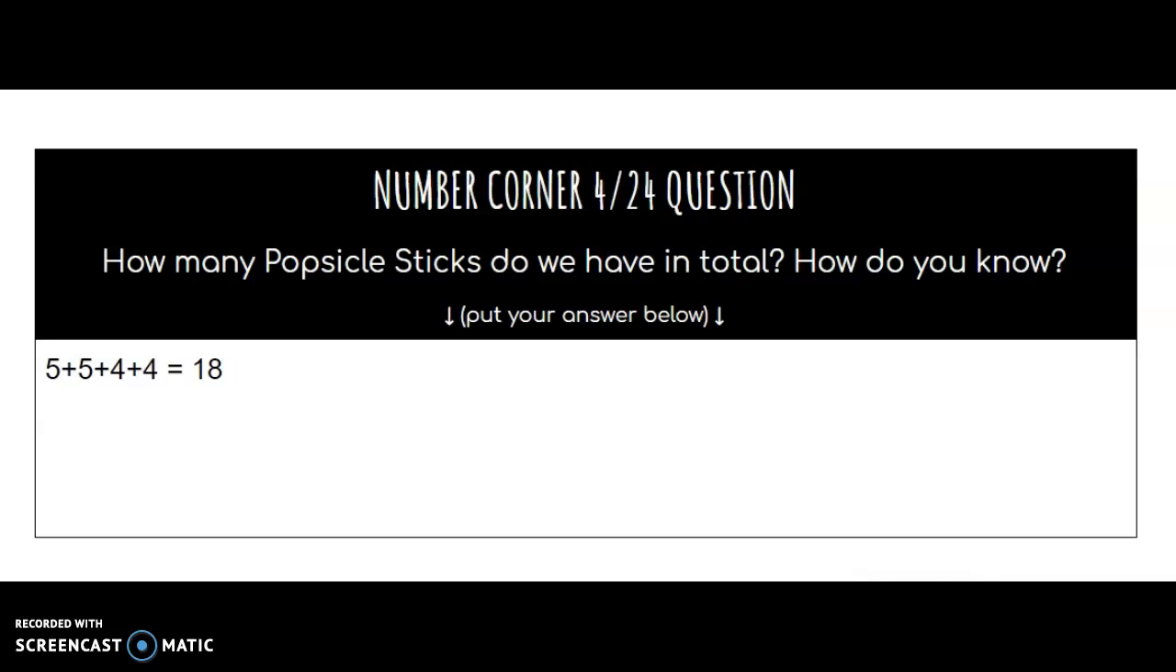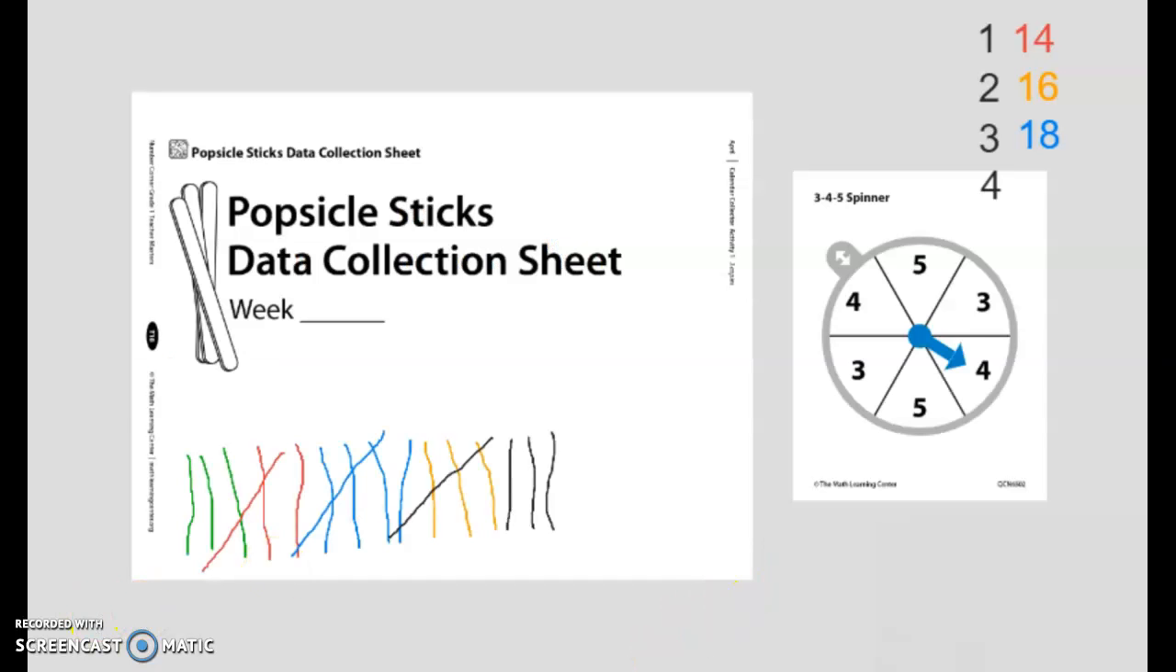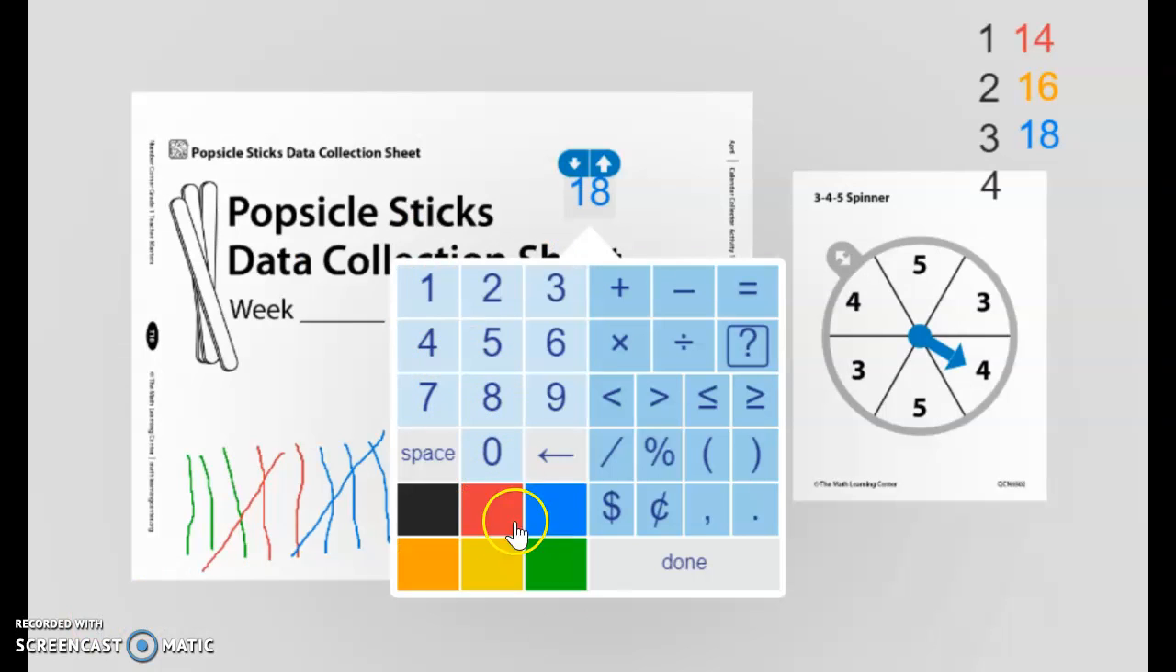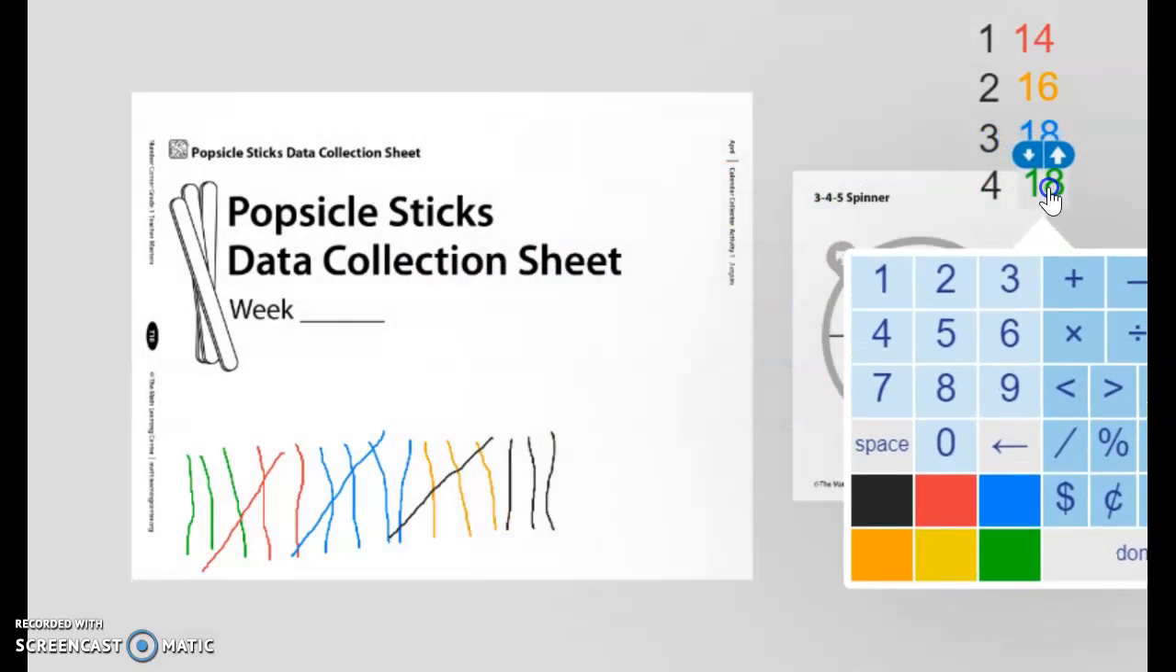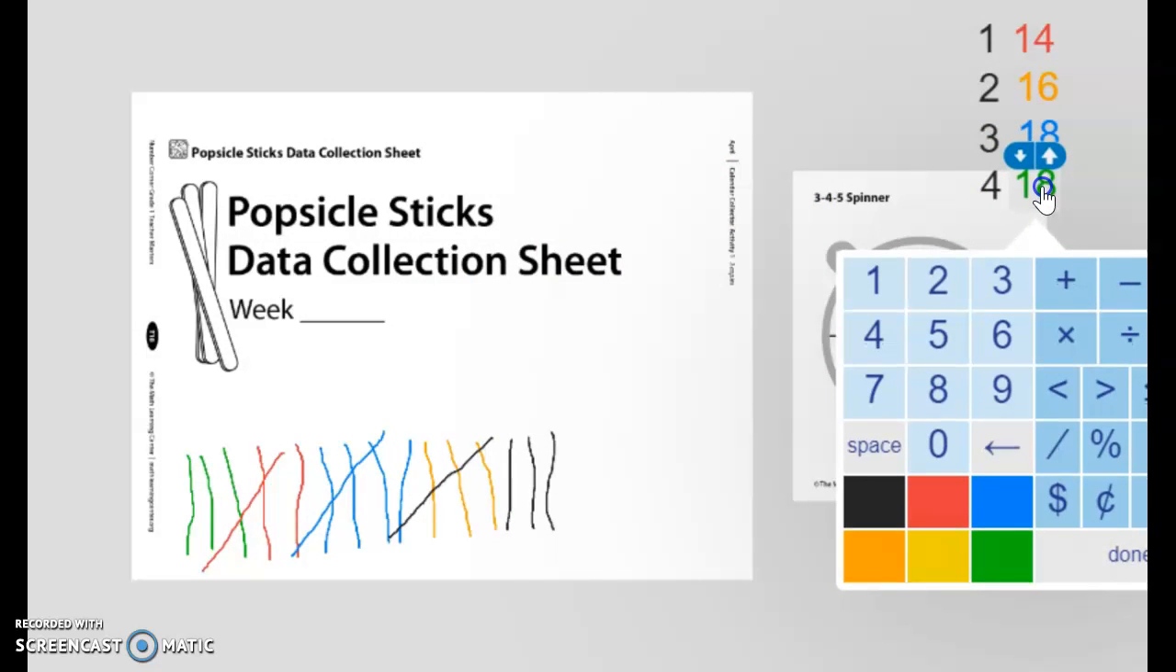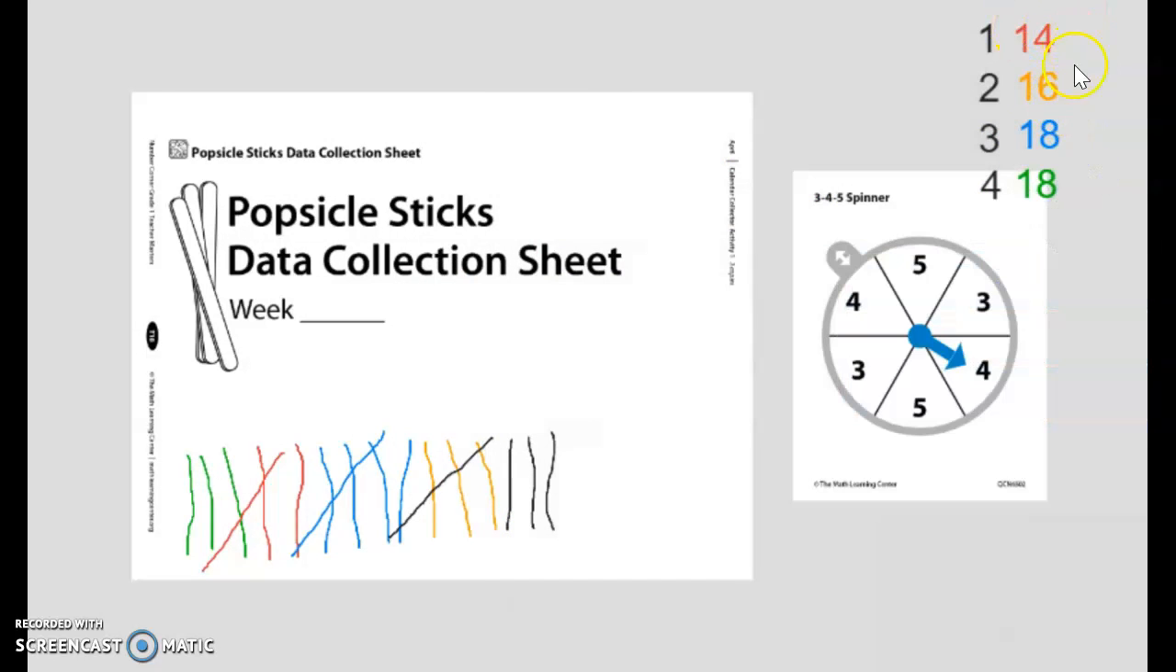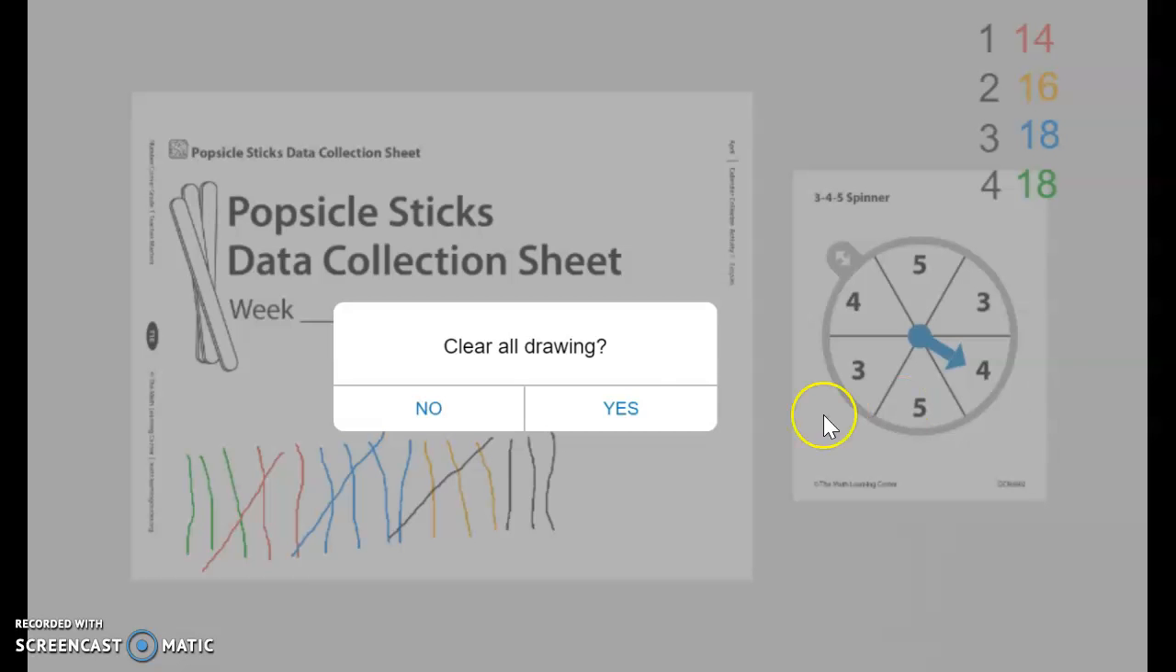And I have one more to show. How many popsicle sticks do we have in total? How do you know? This is Mr. Noah. 18 popsicle sticks. Absolutely fabulous. Nice job. So like we said, we have 18 popsicle sticks. We haven't used green yet. Look at that data over here. We have 14, 16, 18, 18. How crazy. I wonder what we will get today, in this week. I wonder if it'll be more or less. Maybe we'll get another 18. That'd be kind of crazy.